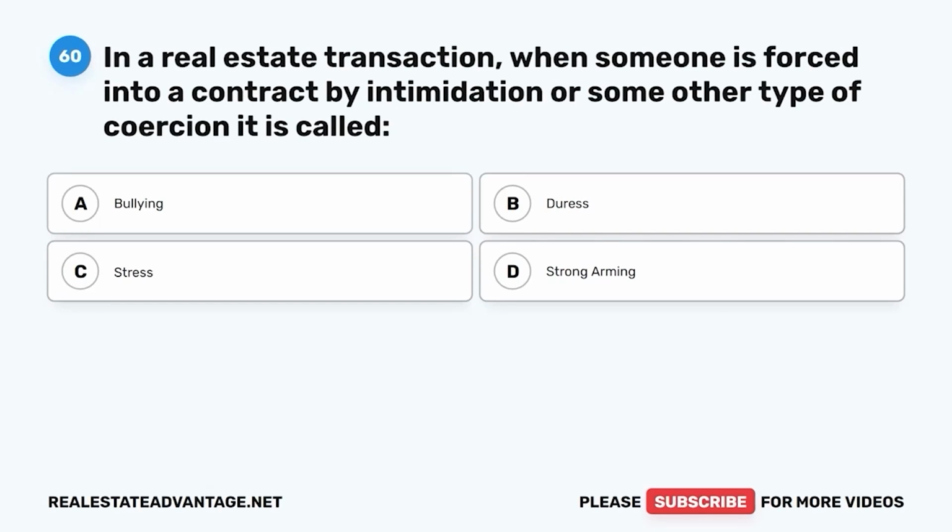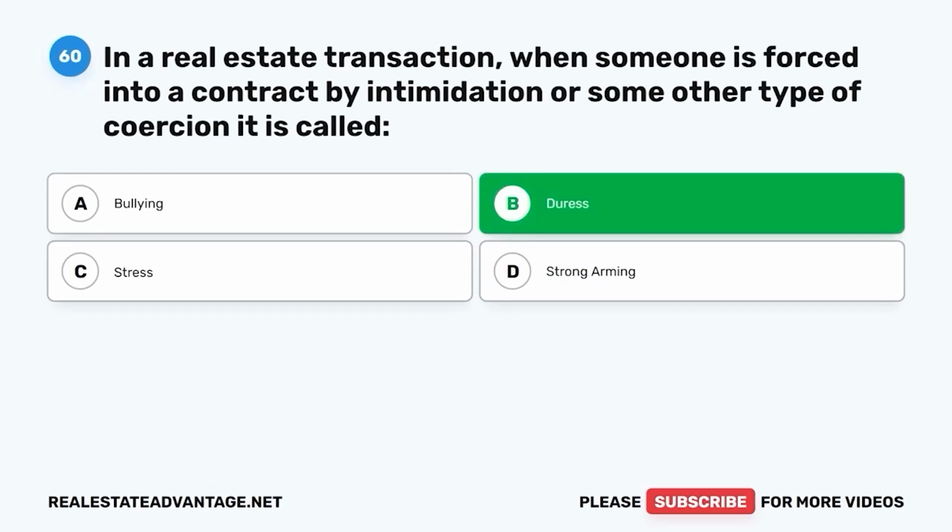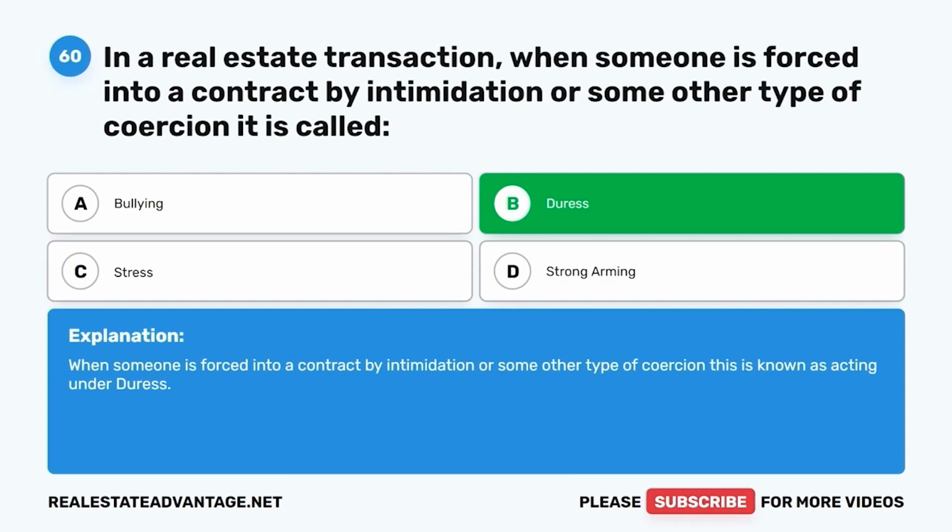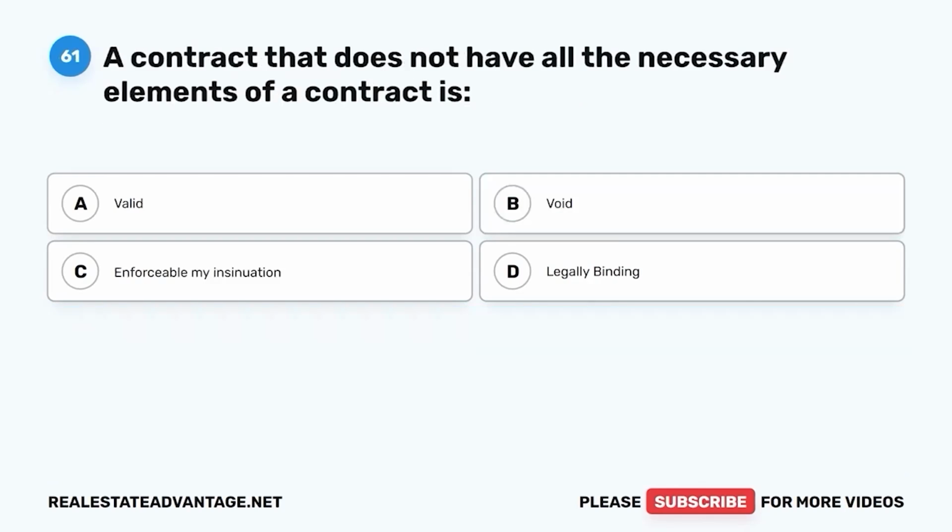Question 60. In a real estate transaction, when someone is forced into a contract by intimidation or some other type of coercion, it is called A, bullying, B, duress, C, stress, D, strong-arming. The correct answer is B, duress. When someone is forced into a contract by intimidation or some other type of coercion, this is known as acting under duress.